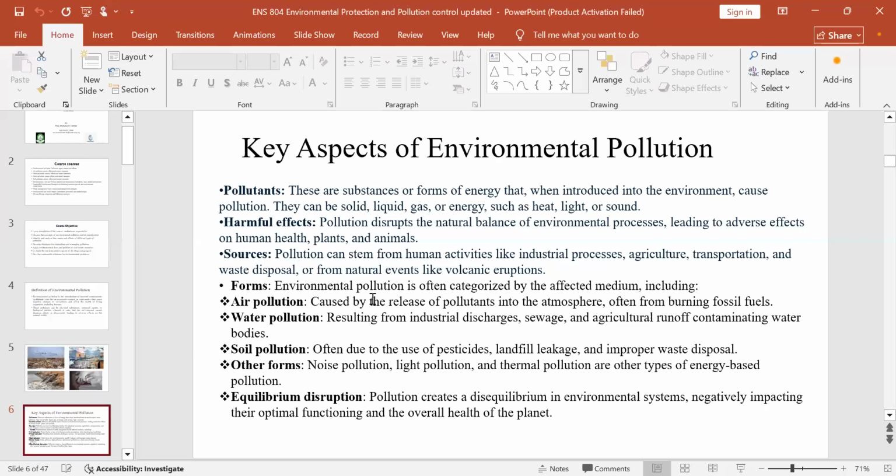Then forms of pollution. Environmental pollution is often categorized by the affected media, including air pollution. These are the forms, or sometimes we say types of pollution. Air pollution, which is caused by the release of pollutants into the atmosphere, often from burning fossil fuels. So bush burning, fossil fuels, usually burning of hydrocarbons like gasoline, diesel, kerosene, and some others.